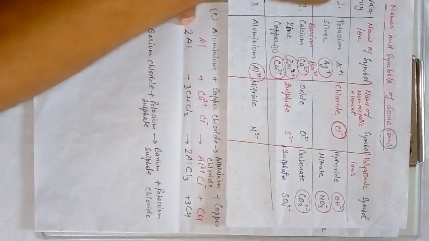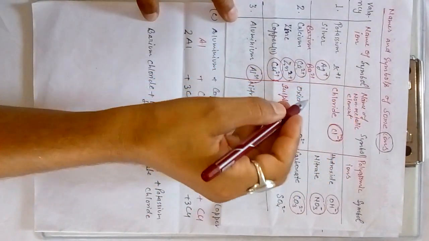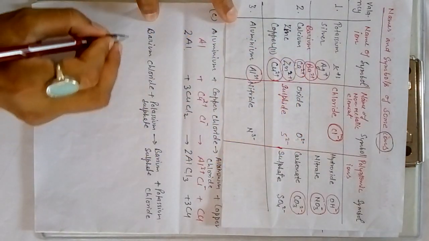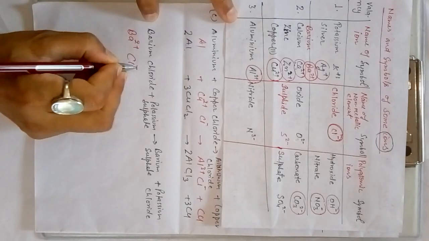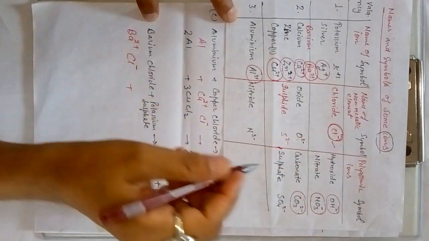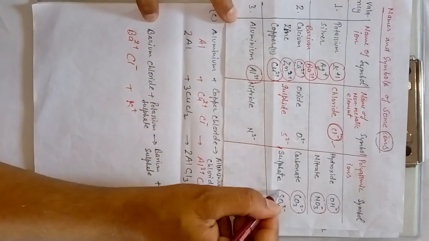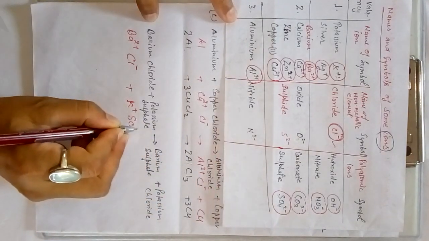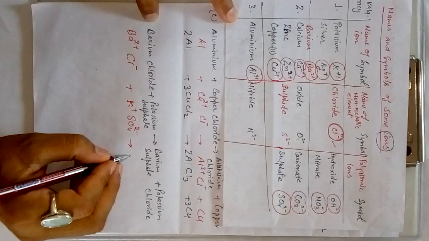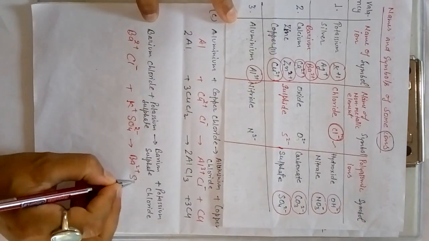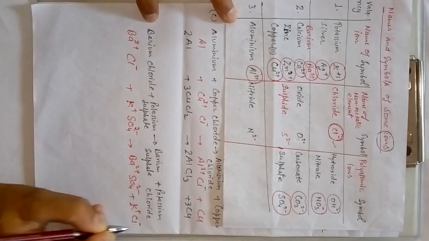Barium chloride, so you can see barium chloride, here is barium, so Ba2+, chloride Cl-, you have seen this, plus potassium sulfate, potassium here is K+, sulfate SO4 2-, you can see sulfate ion here, gives barium sulfate, here is barium Ba2+, sulfate SO4 2-, plus potassium chloride K+ Cl-.